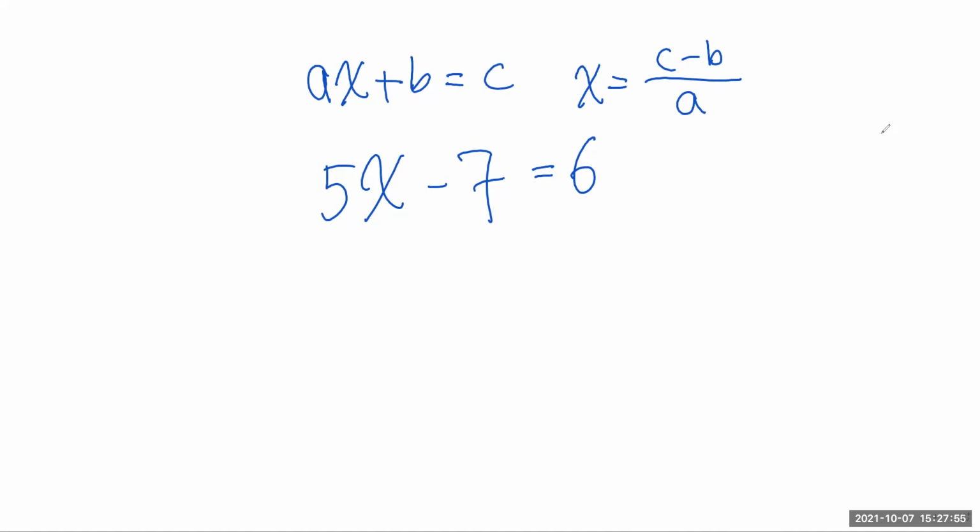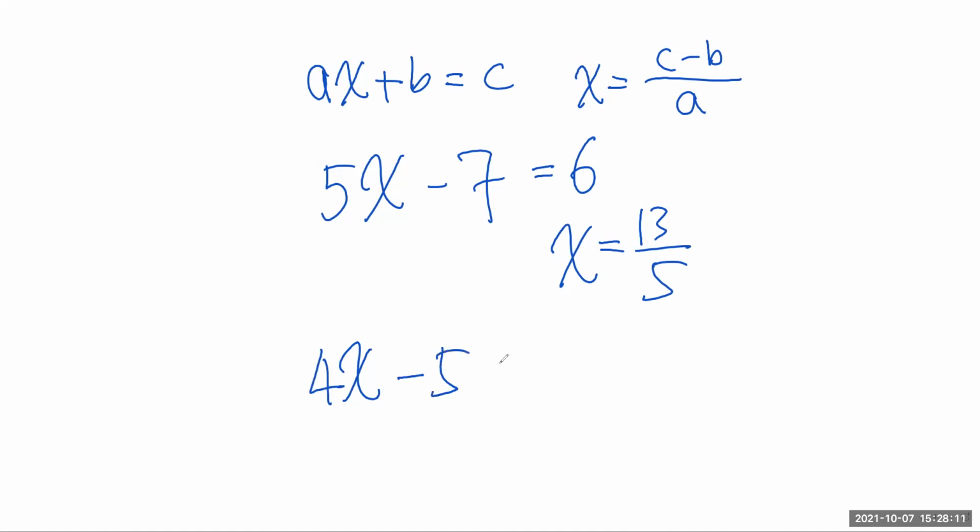So this time it's 13 over 5. Does it feel right? 13 over 5. Very good. x is 13 over 5. Okay, let's do one more. 4x minus 5 equal to, say, 9.